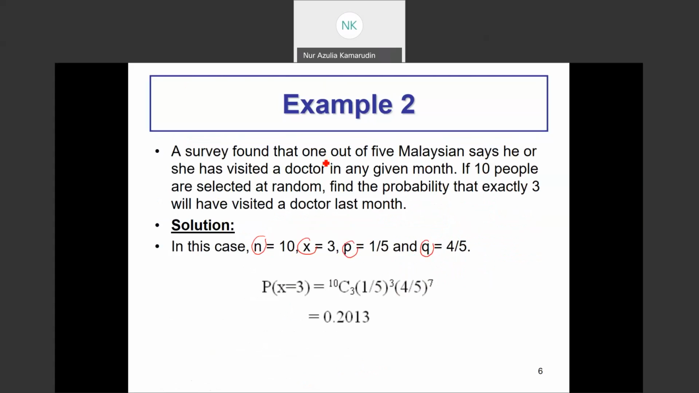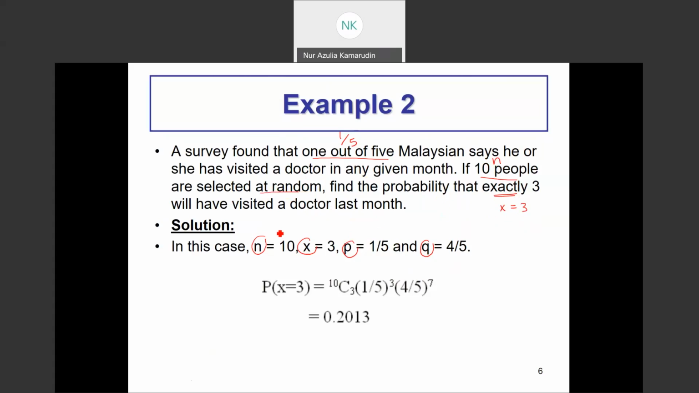A survey found that 1 out of 5 has visited a doctor in any given month. 10 people are selected at random, meaning that this is your sampling here. You take a sample of 10 people, so this will give you an n. Find the probability that exactly 3 will have visited last month. So it's your x here, exactly 3.